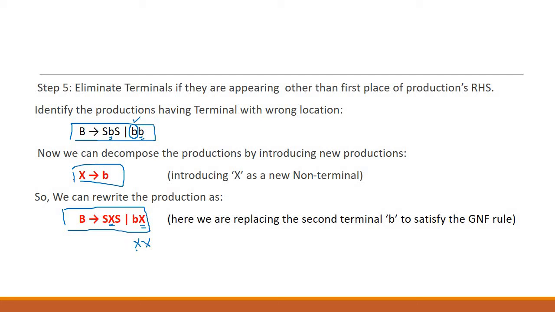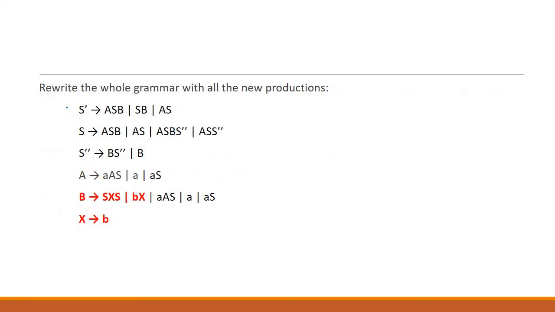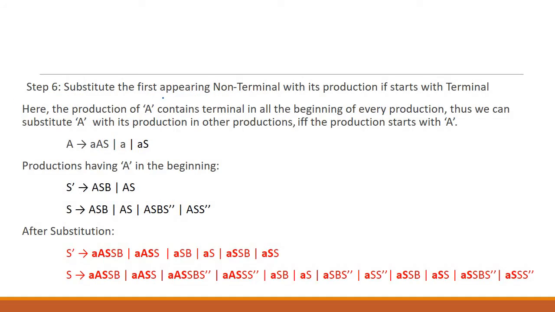So this is the actual crunch, that sometimes the students replace both the Bs. So here this X, later on we need to replace this X with B again in order to have a terminal in the beginning. So why do we need to do things again and again? Whenever we are substituting the non-terminals, we must see that the non-terminal should not replace any terminal which is in the beginning of the production. So that is the set of productions so far, after removing those terminals which are appearing other than the first place. So we need to move on to step number 6, which is substituting the first appearing non-terminal with its production if it starts with a terminal.